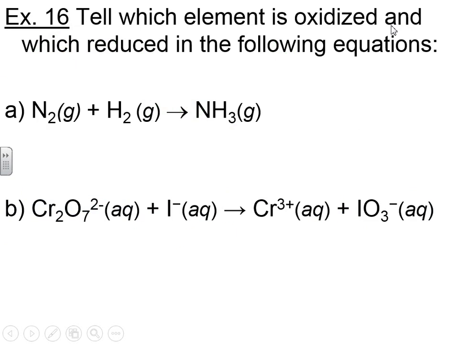Alright, so let's analyze these reactions and tell which element is oxidized and which element is reduced. Here we have nitrogen gas plus hydrogen gas to give you NH3. This is ammonia gas. Incidentally, these are not balanced. Some of them are not balanced, so it's a little easier to see the reaction itself.